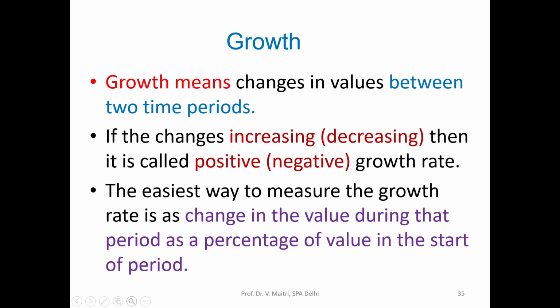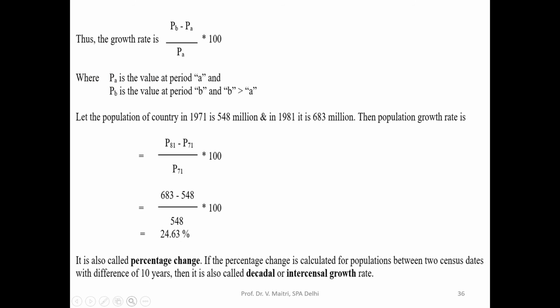The easiest way to measure the growth rate is as the change in value during that period as a percentage of the value at the start of the period. So the total change is expressed in the form of a percentage value. The growth rate formula we already know. PA is the value at period A and PB is the value at period B. Mind it, B must be greater than A, not greater than or equal to. So growth rate is given by PB minus PA divided by PA multiplied by 100.